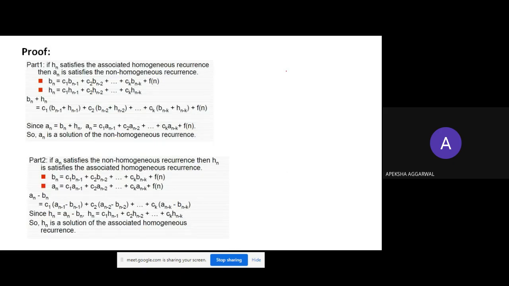Okay. Proof is given. So Bn is given to you, Hn is given to you. Bn plus Hn, if you add them, you will get something plus something. This is your non-homogeneous part, this is your homogeneous part. So homogeneous plus non-homogeneous gives An. Assume this is An, this is again non-homogeneous. Correct? Now again, similar thing, Bn and An both are supposed to be non-homogeneous. If you subtract them, you will get Hn, which is homogeneous. Fn would cancel out, you will get the homogeneous part.